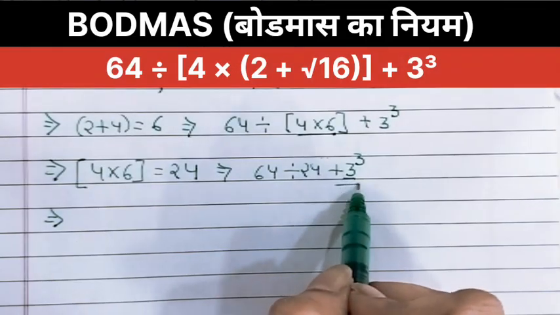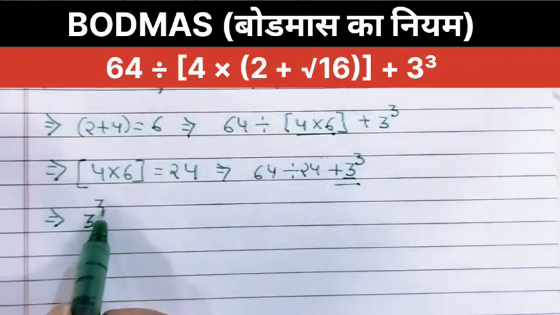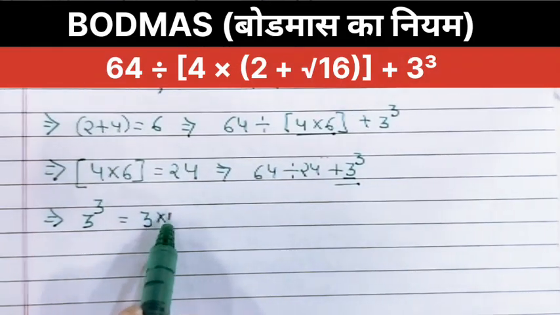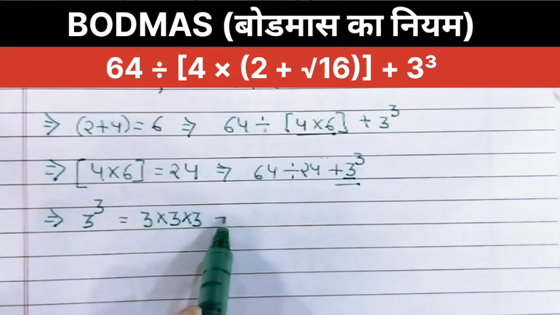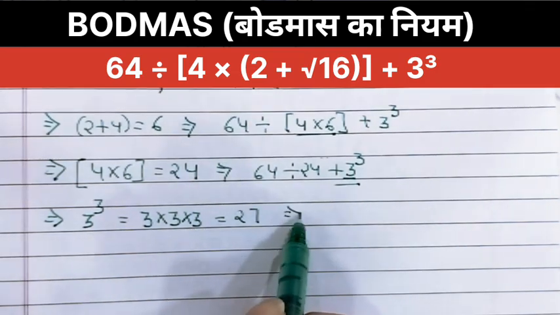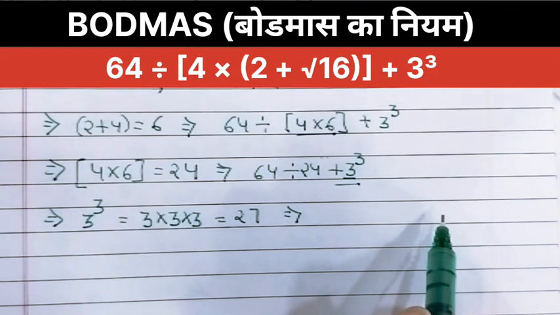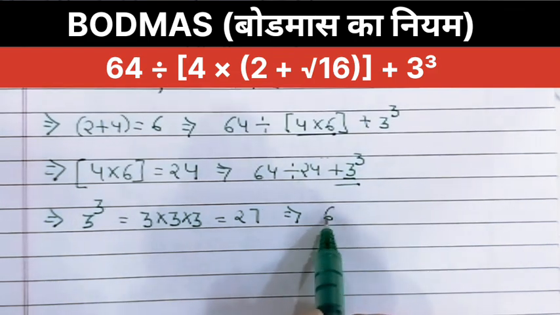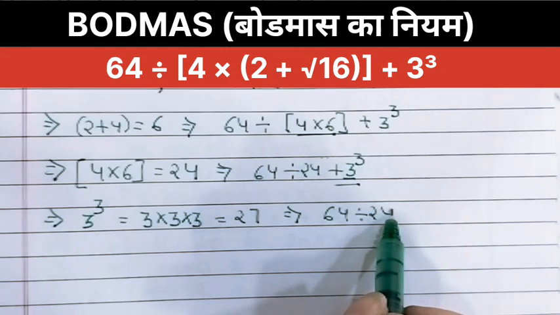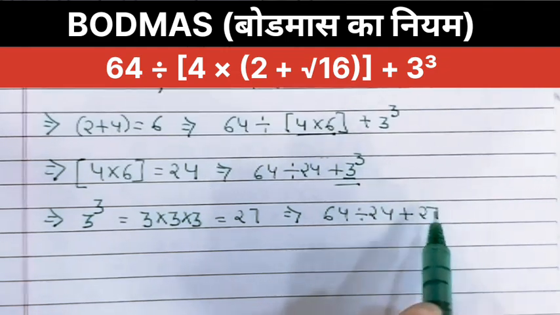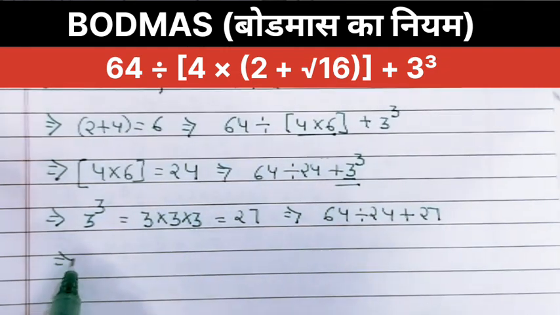Evaluate the powers and exponents. Now 3 power cube is equal to 3 multiply by 3 multiply by 3, which becomes 27. And according to this step, now all the brackets are gone. Evaluate any remaining orders and powers first. So now 64 divided by 24 plus 27 becomes the new expression. Now move to the next step.